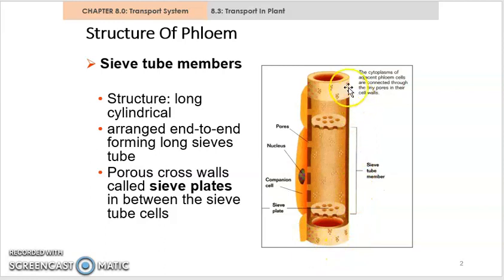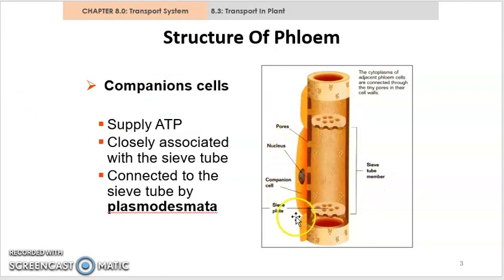Structure of the sieve tube ni kalau awak tengok dia adalah panjang. And it has a porous cross wall called sieve plate. Right here adalah sieve plate in between the sieve tube cells. And then another one, based on the structure of phloem, it has a companion cell. Dekat sebelah ni kita ada companion cell. What is the function of the companion cell? It will supply ATP. It is closely associated with the sieve tube, and it is connected to the sieve tube by plasmodesmata. So ingatlah, based on the structure of phloem, it has a sieve tube and also a companion cell, by which the companion cell can supply the ATP.